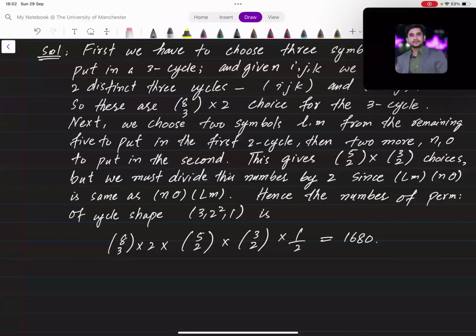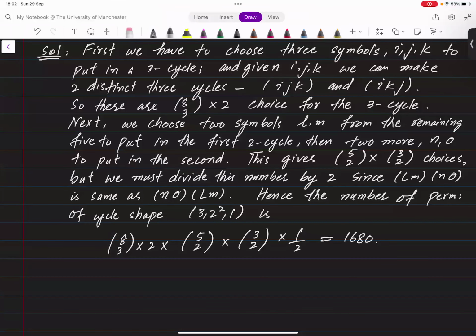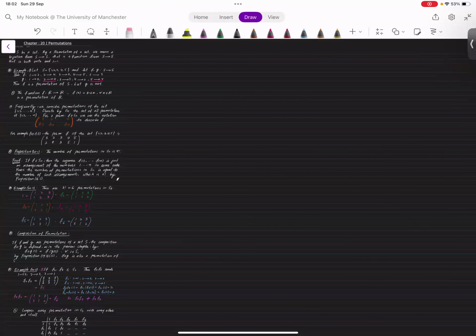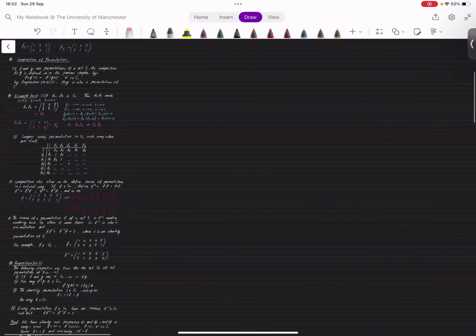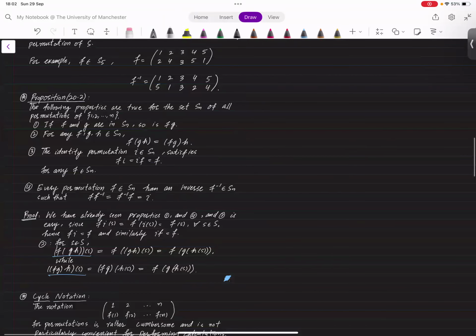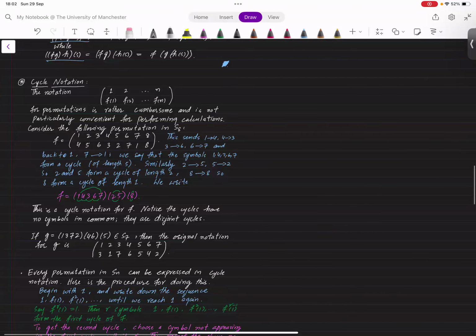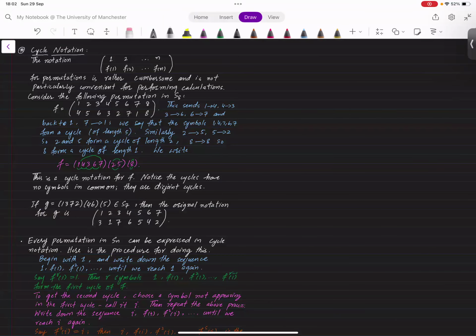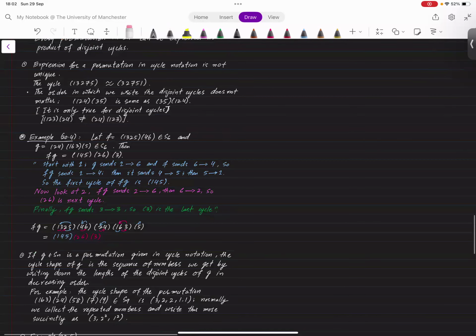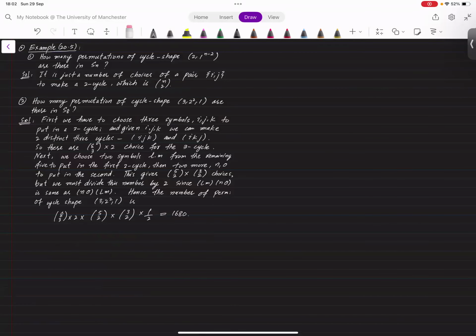So we are doing chapter 20, permutations, and we have defined permutations. We have defined composition of permutations, and we have defined some properties for the permutations. Then we talked in the previous lecture about cycle notations and how we use them, and how important they are. Then we defined that every permutation in Sn can be expressed as a product of disjoint cycles. Then we talked about how to count cycles.